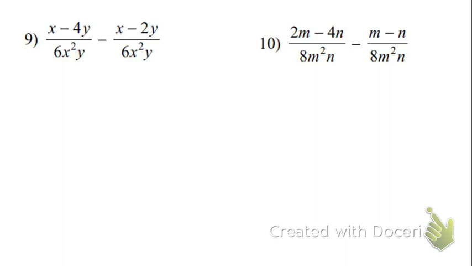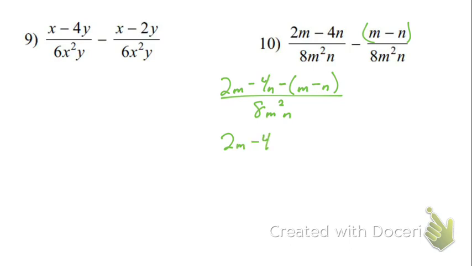All right, which of these two? Bigger numbers on number 10, so let's go ahead and do that one. Why not? So, same denominator. So I'm going to put the 8m squared n right here. I have 2m minus 4n, but now I have to subtract this whole thing. So 2m minus 4n, and then I distribute minus m plus n. It's all over 8m squared n.